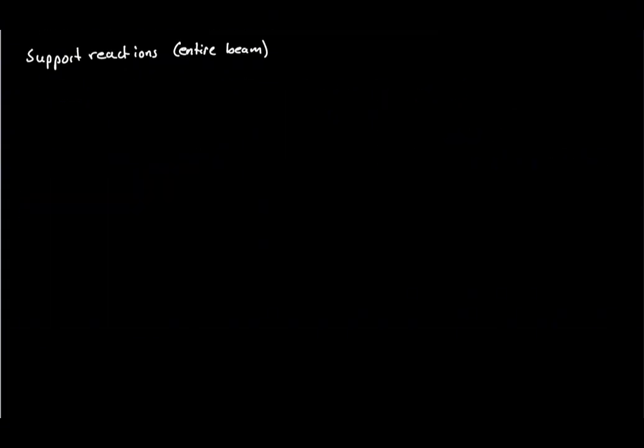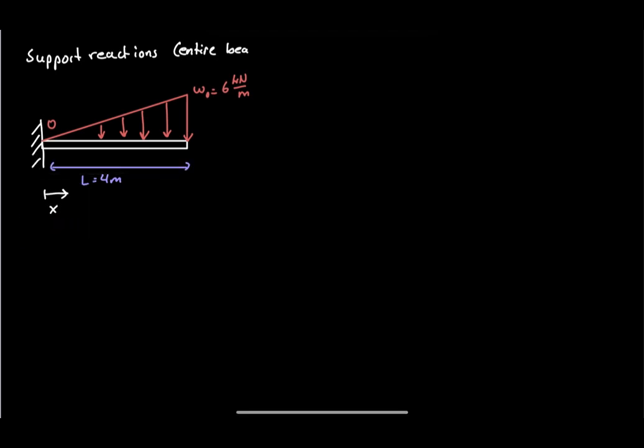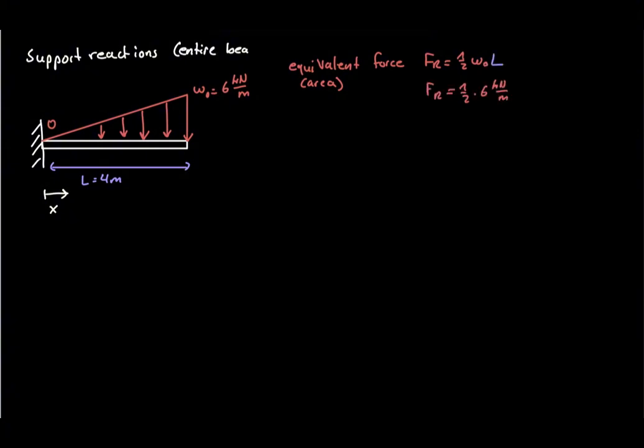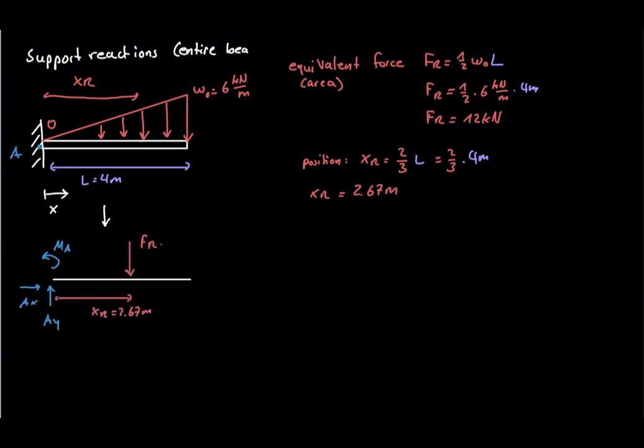The entire distributed load forms a triangle. Its equivalent force equals 1/2 times the maximum load intensity times the beam length. 1/2 times 6 times 4 gives 12 kilonewtons. This force acts 2/3 of the beam length from the zero load side, which is 2.67 meters from the wall.